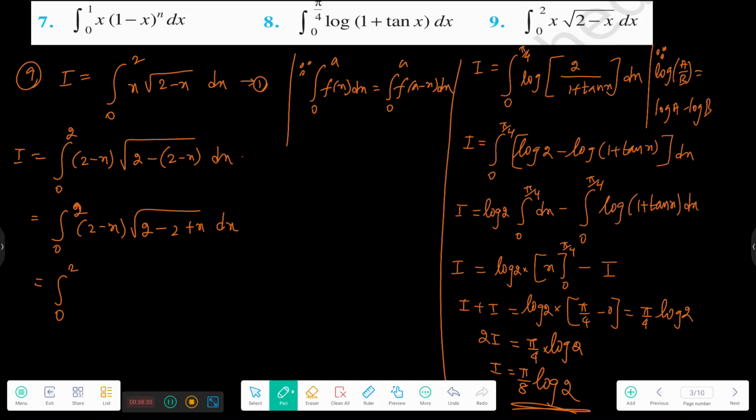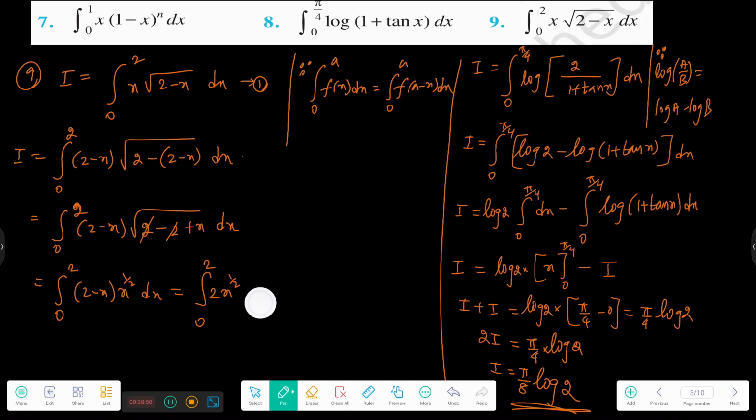So that 0 to 2, what is the 2 minus x into minus to minus to cancel. Now we can say root x, root x we can write x power 1 by 2 into dx. Now when you multiply inside, what am I getting? So that 0 to 2, 2 into x power 1 by 2 into dx.